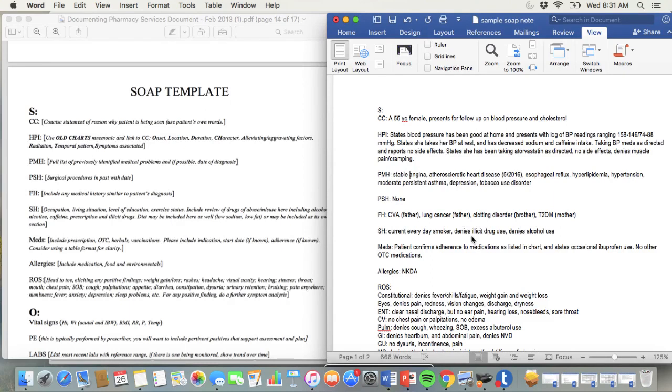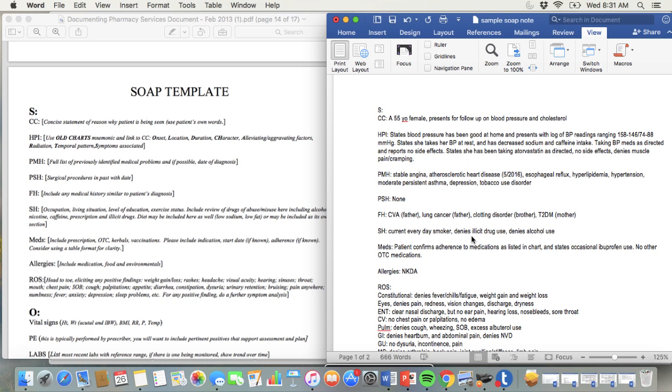So any conversation that you have about meds that may differ from what's listed in the chart can be mentioned in the subjective and should be mentioned in the subjective section. Here we've listed that the patient confirms adherence to all medications as listed in the chart and states occasional ibuprofen use, but no other OTC medications.